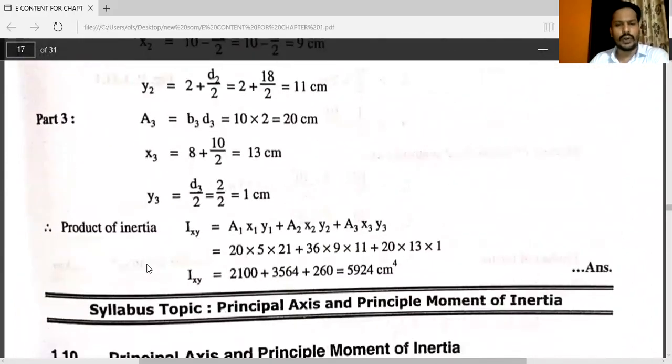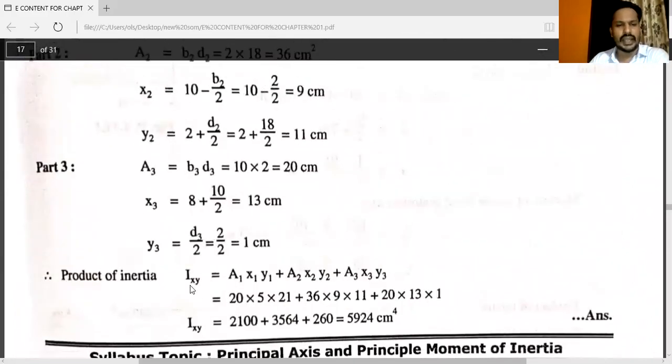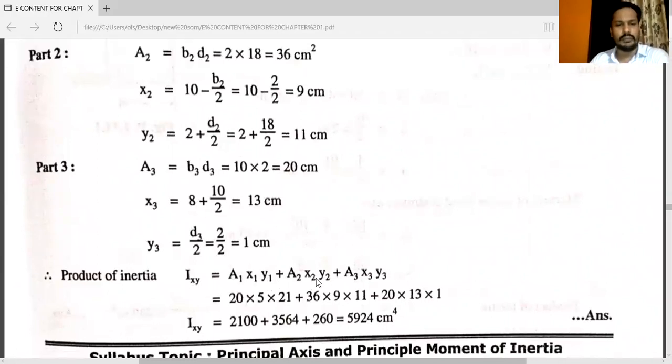Now, according to the formula, we know that Ixy is equal to a1 into x1 into y1 plus a2 into x2 into y2 plus a3 into x3 into y3. We have the values of a1, x1, and y1. We have the values of a2, x2, and y2. Here we have the values of a3, x3, and y3. Whenever you put all the values, you will get the answer.